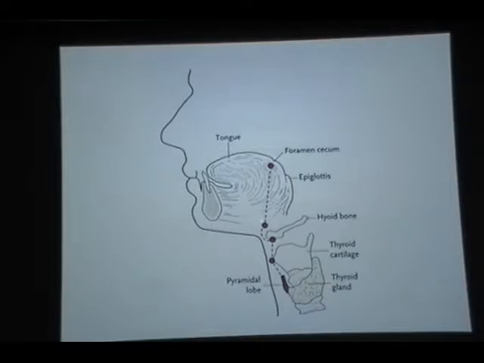Anywhere along this pathway that it's migrating, you can find aberrant thyroid tissue that's sitting in that pathway. Sometimes the thyroid starts to migrate down and it can't get past the hyoid bone.